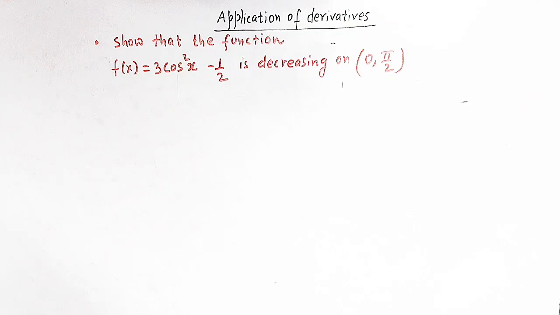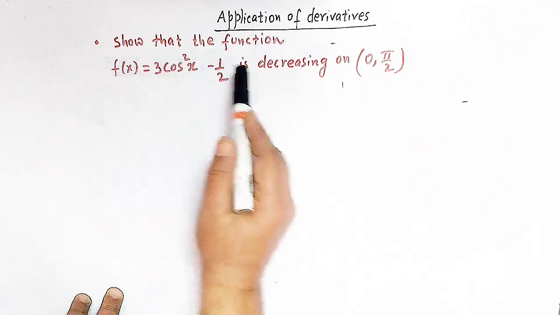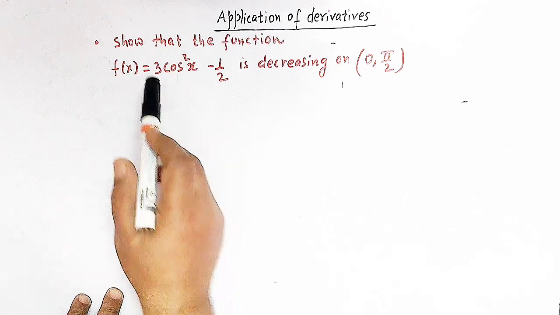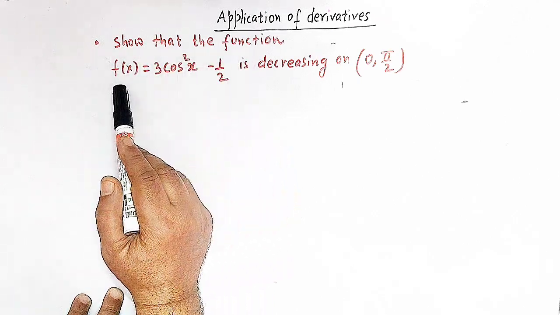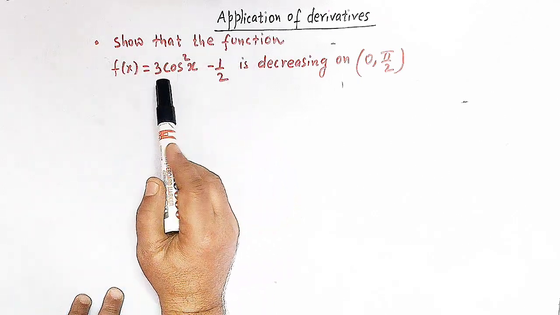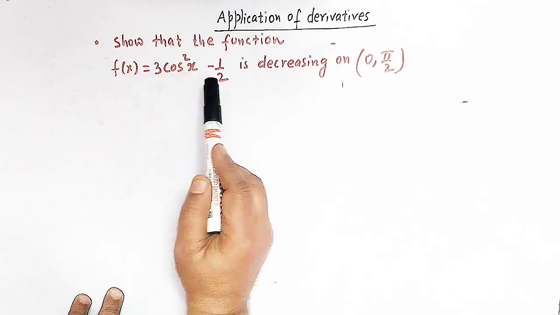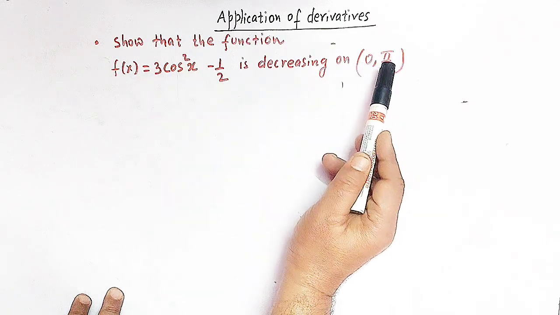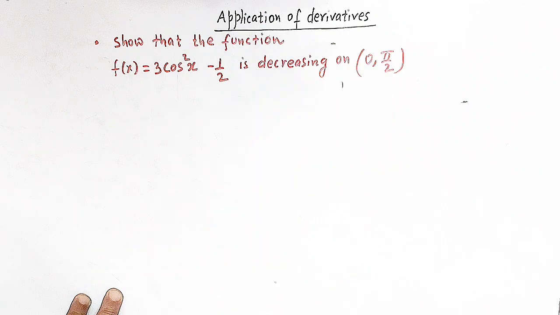Hello viewers, in today's session we are going to discuss another important problem from application of derivatives, which is related to the concept of increasing and decreasing functions. Here we have to show that the function f of x equal to 3 times cos square x minus half is decreasing on the interval 0 to pi by 2.